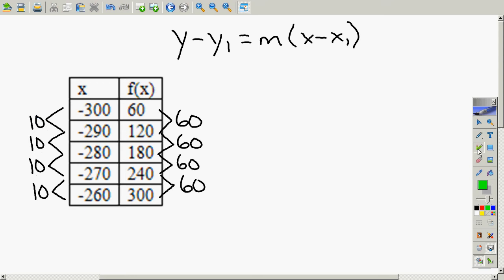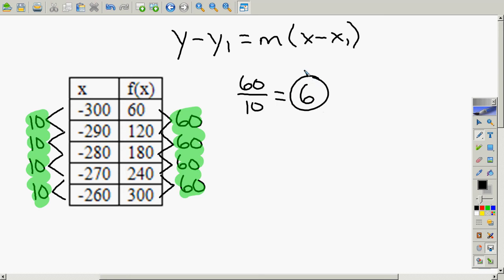So we know then that we take our delta y and divide by our delta x. So it looks like we get 60 divided by 10. Our rate of change is 6. And we'll remember that. That's going to go right there. And then we just have to pick a point. Any point we want. Let's say this time we pick this point.